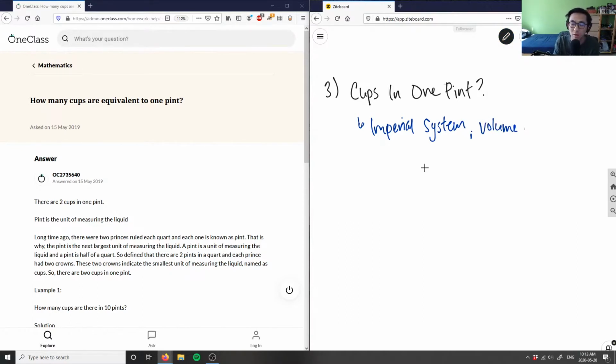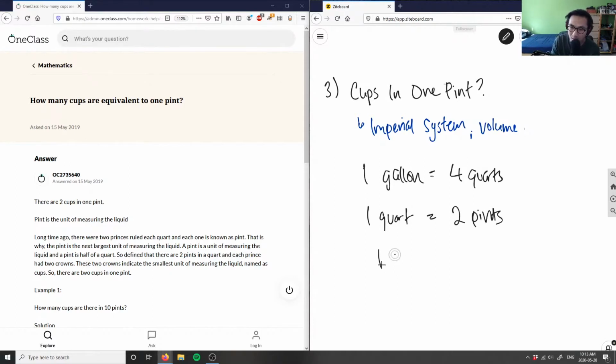So let's write down our conversions for what we don't know, and then what we can do is find some type of relationship between those conversions. So what we have here is 1 gallon. I know it's 4 quarts. 1 quart is 2 pints. And 1 pint here is 2 cups. So as you can see, we can see our relationship between pints and cups here.